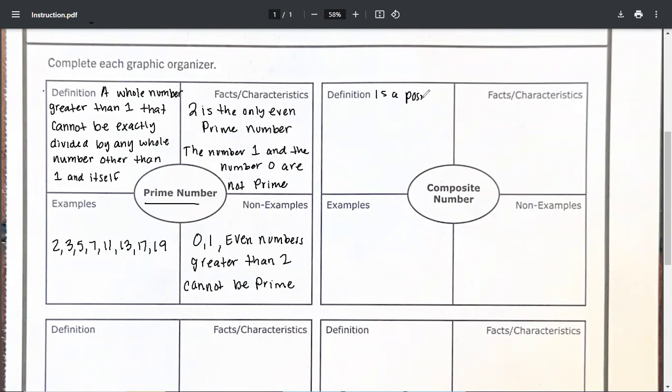is a positive integer. Remember, an integer is a whole number that can be divided by at least one positive integer other than 1 and itself.